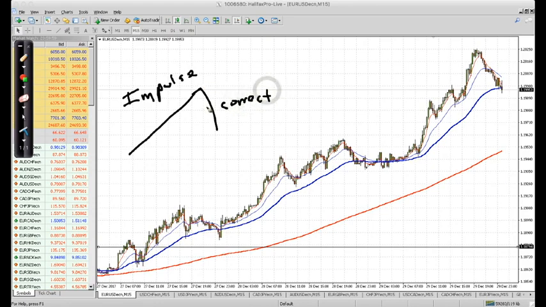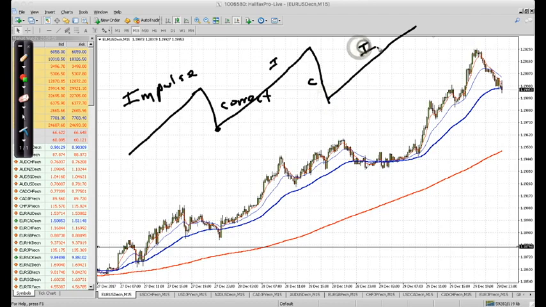The corrective wave will end at some point before the next impulsive wave, and the next corrective wave, and next impulsive wave, and it continues. All right, the trend continues. So again, I like to use a metaphor of breathing. So this is breathing out, breathe in, breathe out, breathe in, and breathe out.